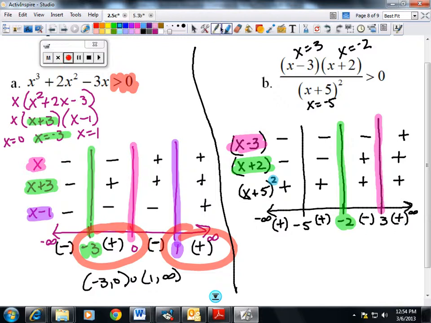So what answers do I want? I want greater than 0, so that's here, here, and here. Now, this is tricky. You have to state them all, okay? You can't just say from negative infinity to negative 2. The reason is because it's not positive at negative 5. It's actually undefined. It can't exist right here, so you can't include that in your solution, and that's your answer.